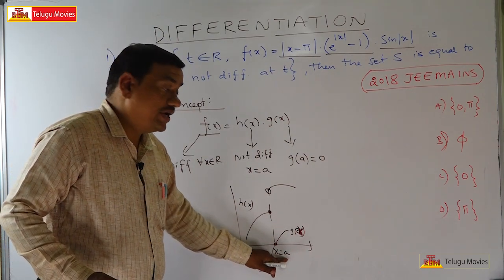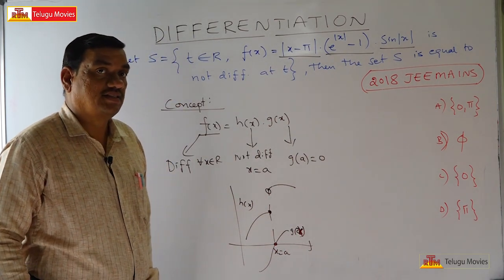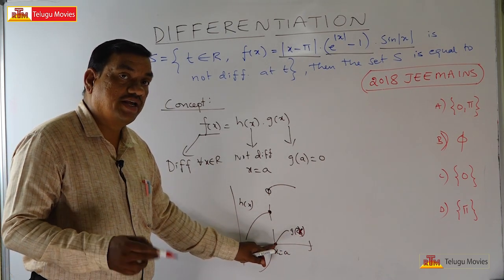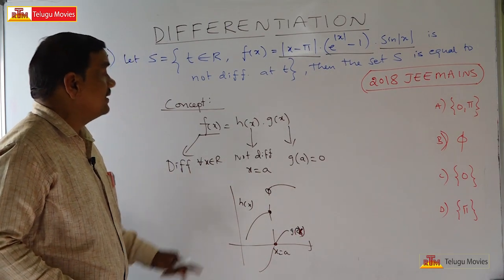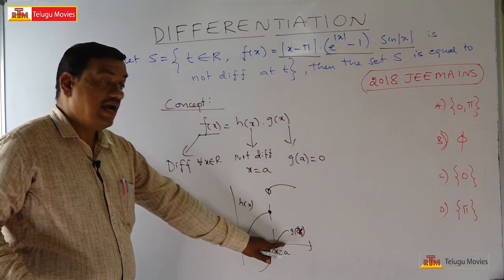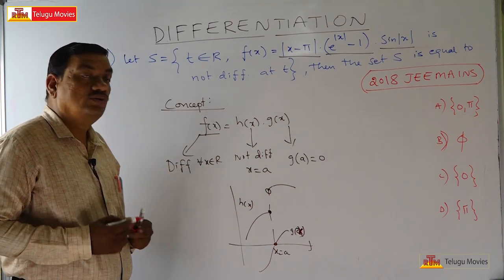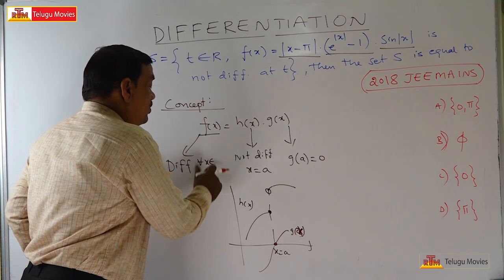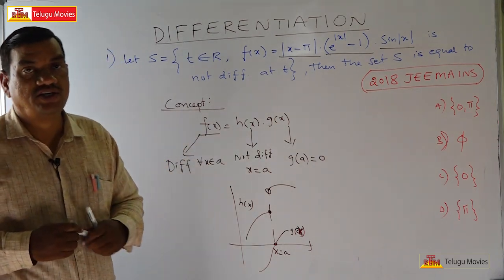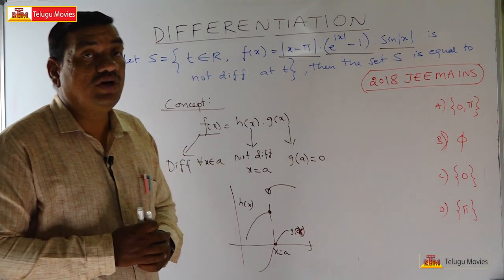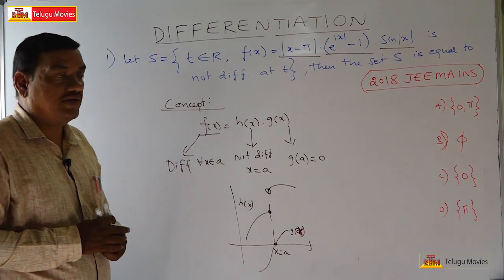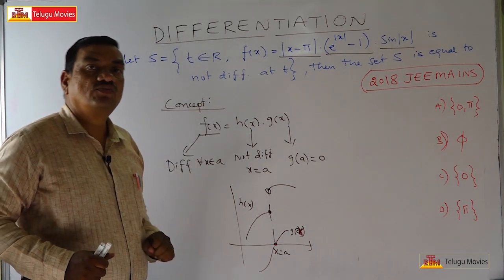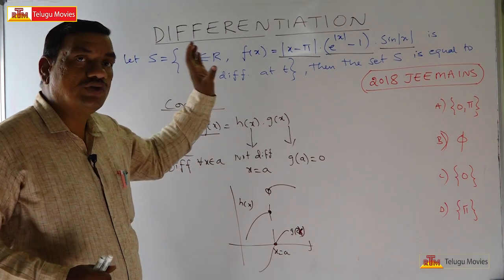At x is equal to a, it is intersecting the x-axis. So here at x is equal to a, what is g of a? It is 0; the y coordinate is 0 on the x-axis. Then the product f of x into g of x is differentiable at x is equal to a. Understand, the product will be differentiable at x is equal to a. So this is a concept that we have to learn. Based on this, we are going to solve this problem.